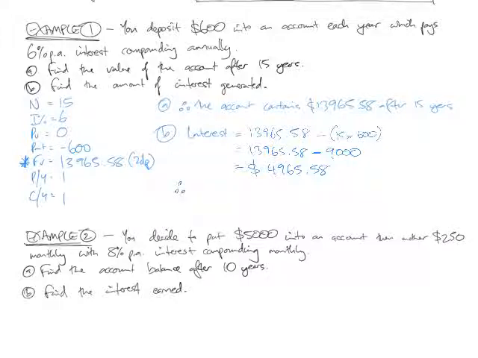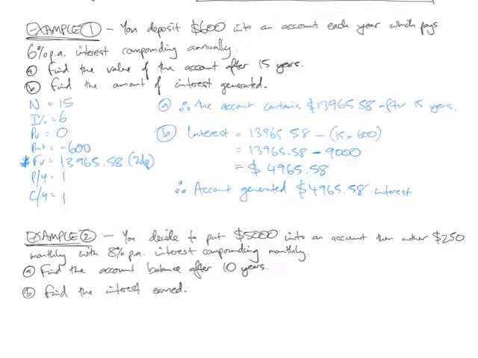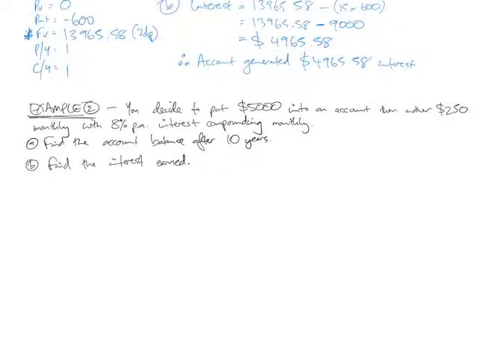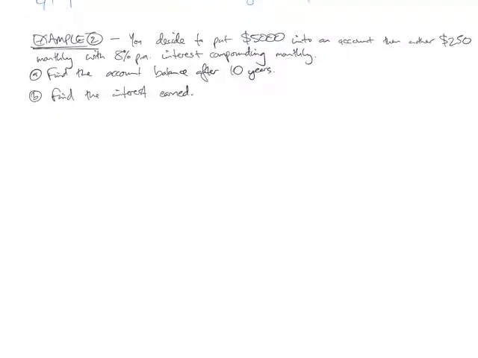Therefore, the account generated $4,965.58 interest for you. So you were paying $600 every year for 15 years into an account paying 6% interest compounding annually. You ended up with $13,965.58, which equates to $4,965.58 in interest that the bank paid you for that. Alright, so that's an example with no starting balance.